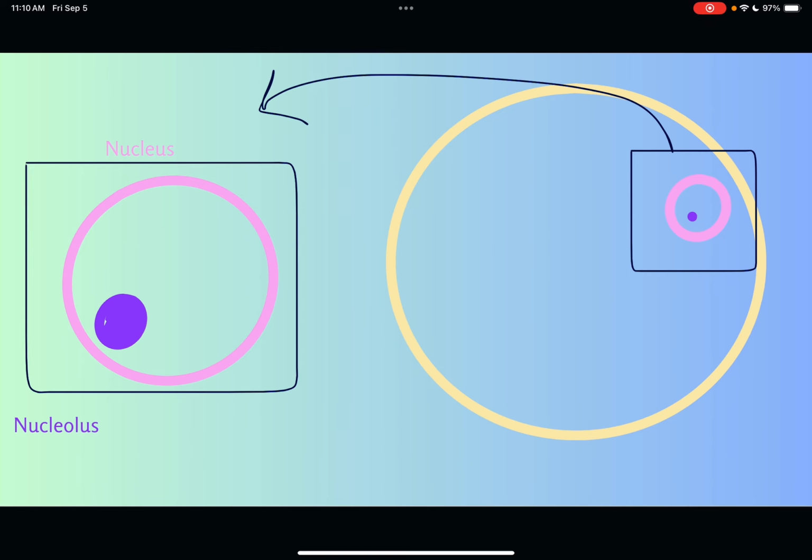Next, I have the nucleus. So the nucleus is the brain of the cell and would be similar to the head coach. The nucleus holds DNA and controls what occurs throughout the cell and is kind of like the playbook. The nucleolus is inside of this nucleus, and it produces ribosomes, which help read genetic material.